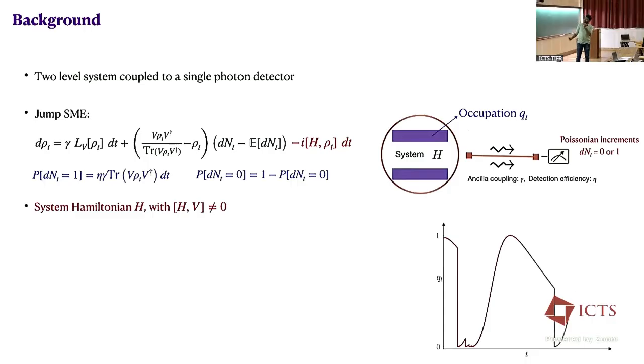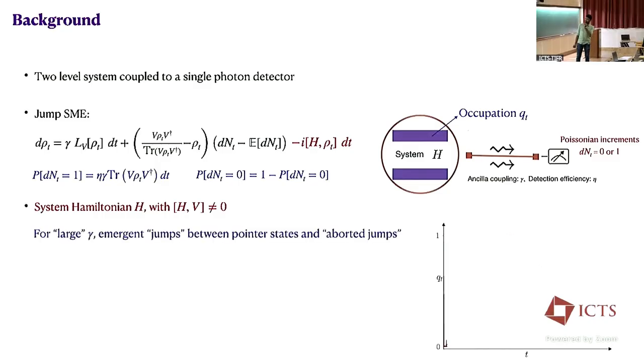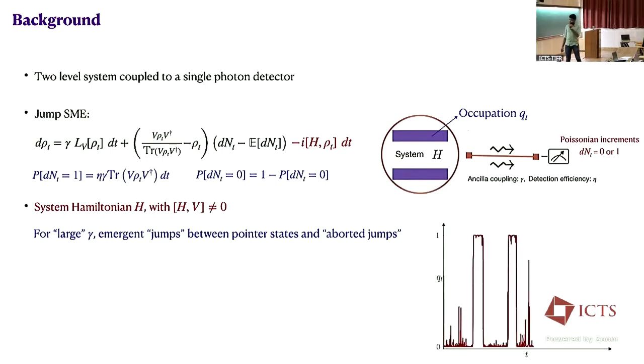But if I increase the measurement strength, gamma, to a very large value, and I plot the time trace of the occupation probabilities of one of the levels in that case, what I see is this emergent jump process between the levels 0 and 1, which I call pointer states.